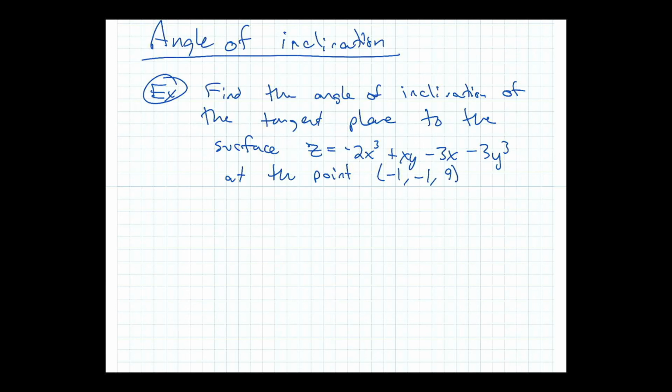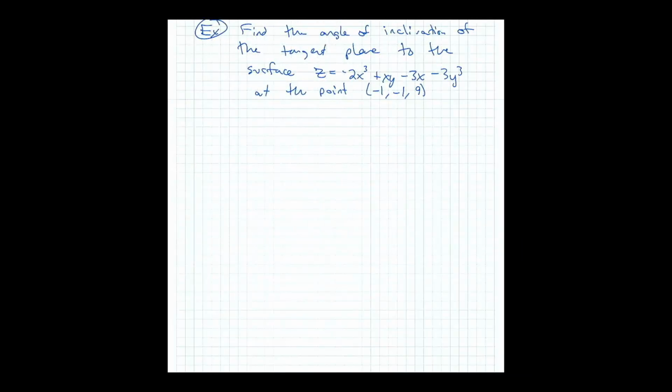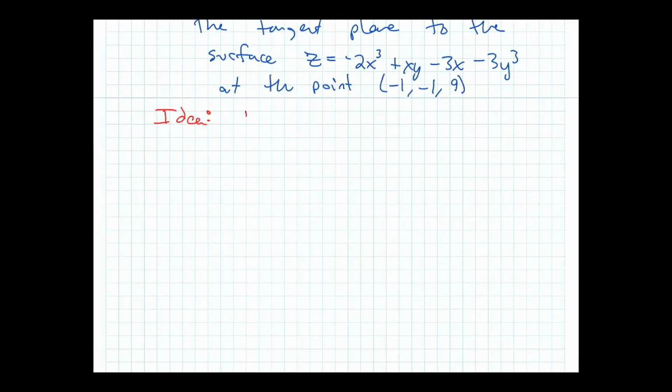Okay, so let's just explain the idea first, and then we'll do this and figure this out. The idea is this. The tangent plane is not horizontal, generally.